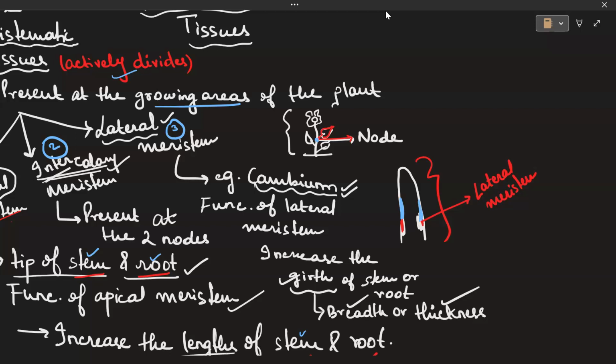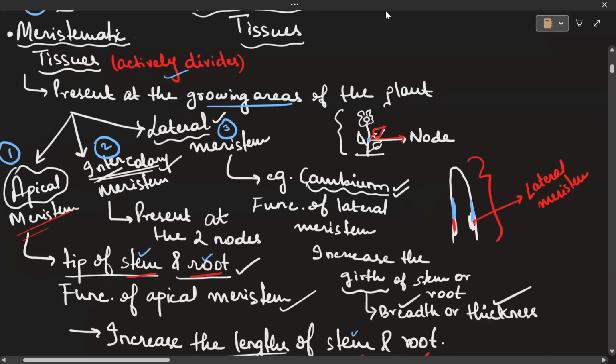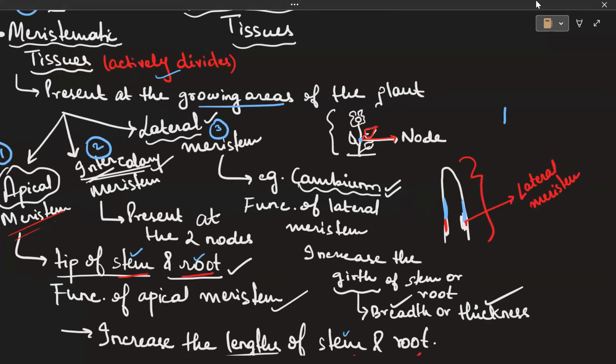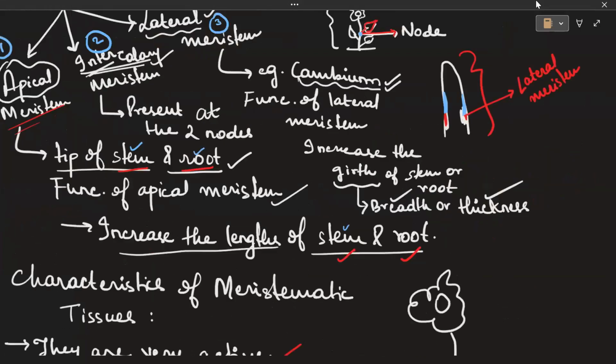Now let us see what is the function of lateral meristem. Lateral meristem increases the girth of the stem or the root. By girth, I mean that it increases the breadth or the thickness of the stem or the root. Meaning, like how apical meristem makes the plant grow upwards, the lateral meristem makes the plant grow side by side, meaning thickness. Is it clear? Yes, ma'am. Are there any doubts? No, ma'am.